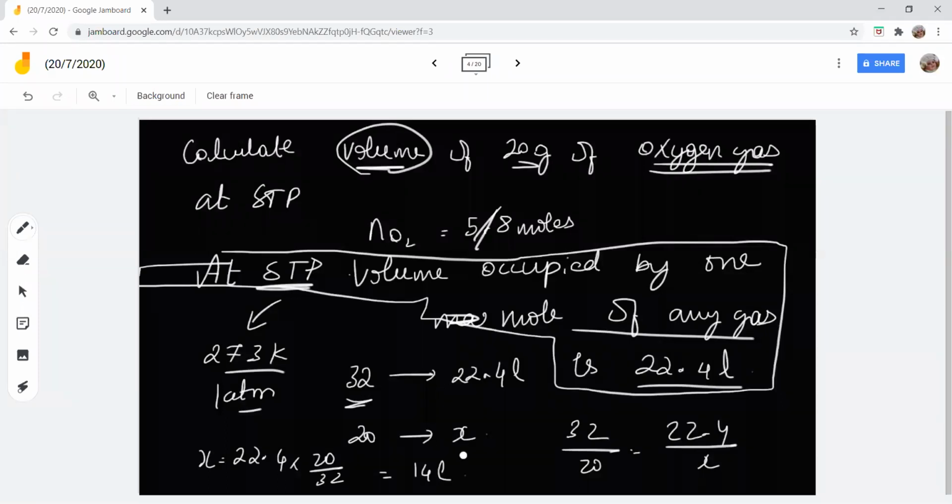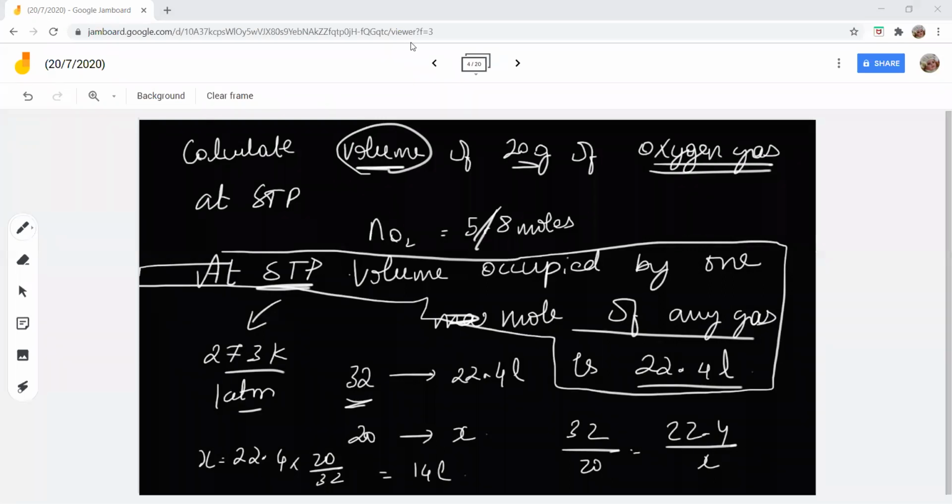Ma'am, I thought it was 5.8 moles, ma'am. Yeah, it was my mistake. That's why I have changed it to 5 by 8. You all get it, students? 14 liters will be the answer. Good. You all understood this, right?